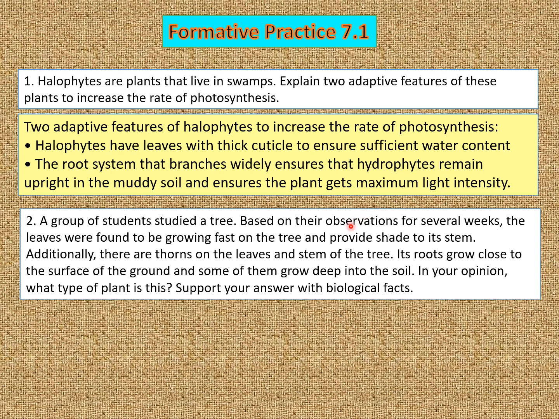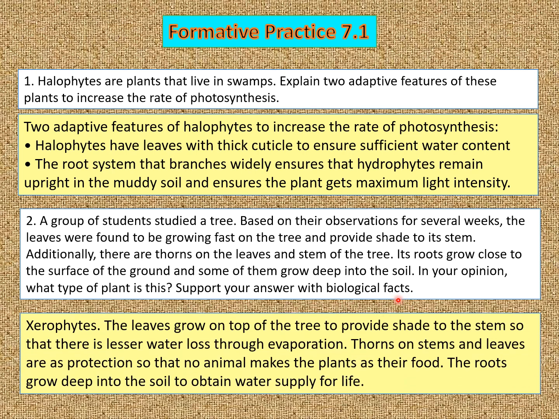Question number 2. A group of students studied a tree. Based on their observations for several weeks, the leaves were found to be growing fast on the tree and provide shade to its stems. Additionally, there are thorns on the leaf and stem of the tree. Its roots grow close to the surface of the ground, and some of them grow deep into the soil. In your opinion, what type of plant is this? Support your answer with biological facts.